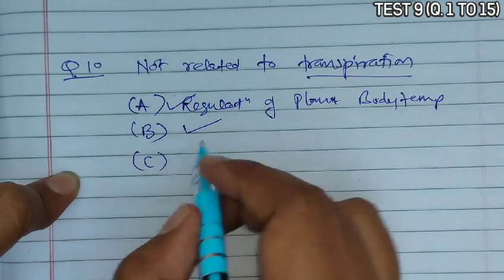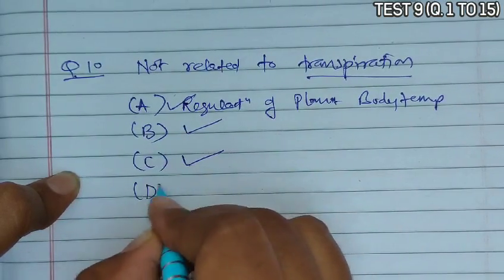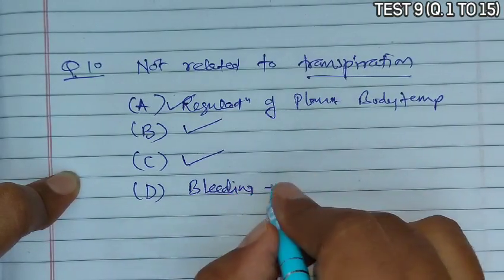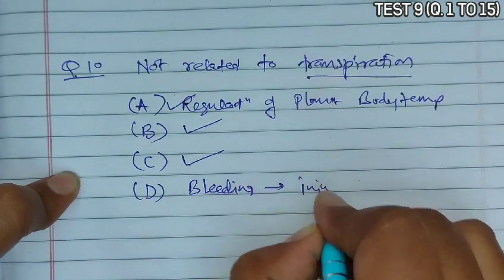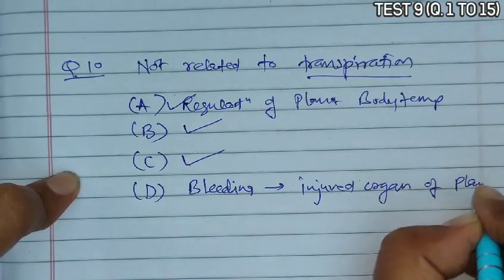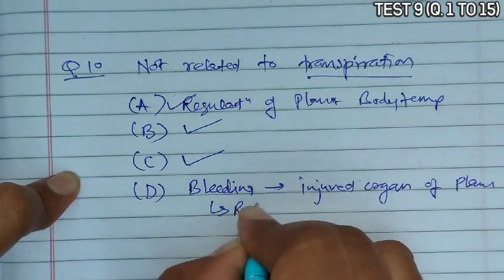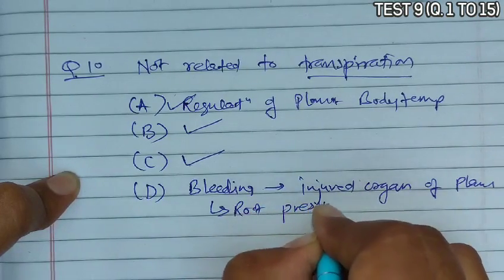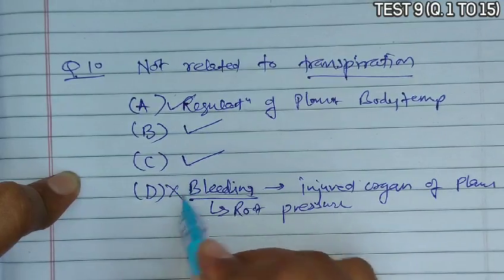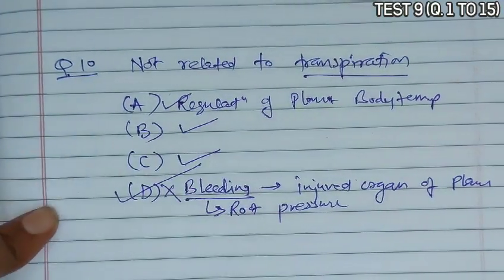Option C is given as circulation of plant, correct. Option D is given as bleeding. Now this bleeding takes place through an injured organ of the plant, and for this root pressure is involved, not transpiration. So it is not related to transpiration, so D is the correct answer.